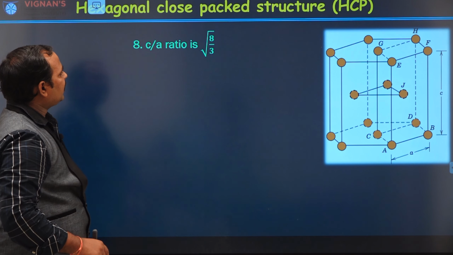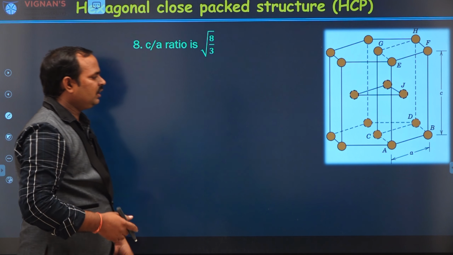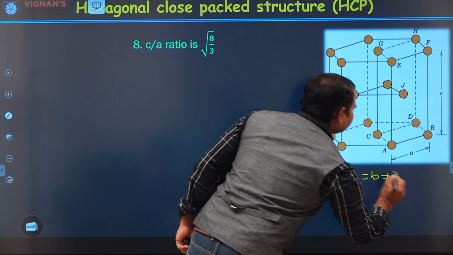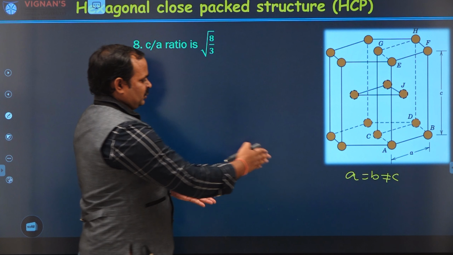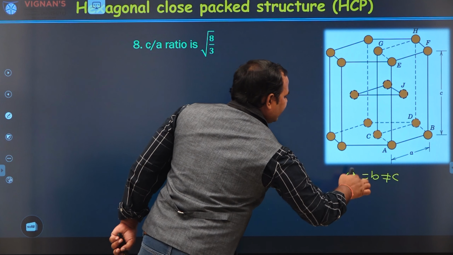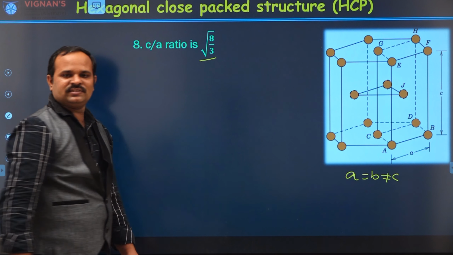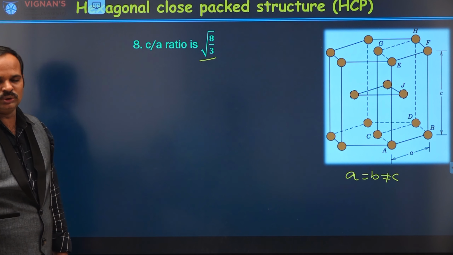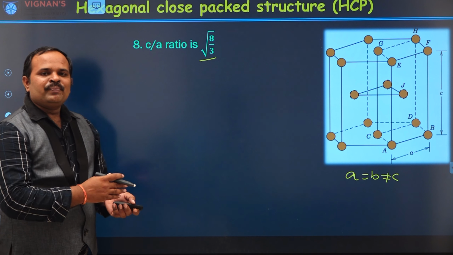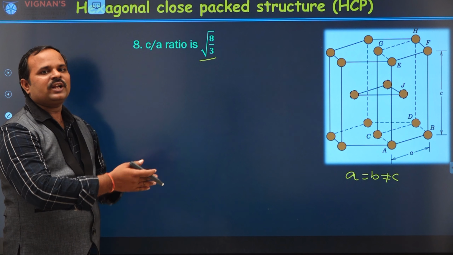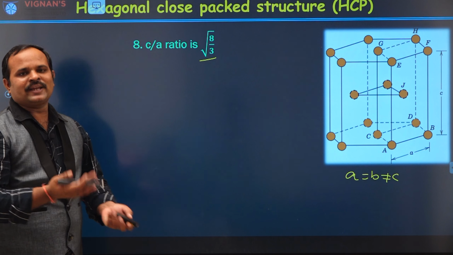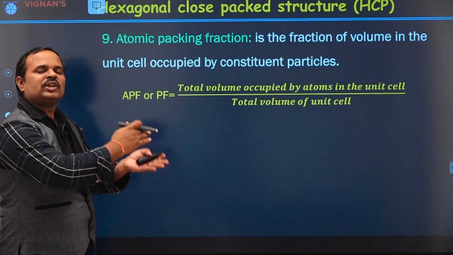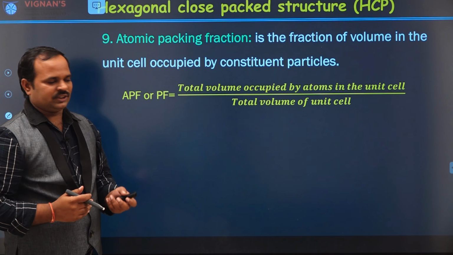Now, another important thing is, in the hexagonal, we have A is equal to B but not equal to C. And also, the ratio between C by A is root 8 by 3. This is a fixed value. We need to remember C by A is equal to root 8 by 3. Now we know the volume occupied by the atoms in the unit cell and also the volume of the unit cell. Let's find out the packing fraction. So the packing fraction is the ratio between the volume occupied by the atoms to the volume of the unit cell.